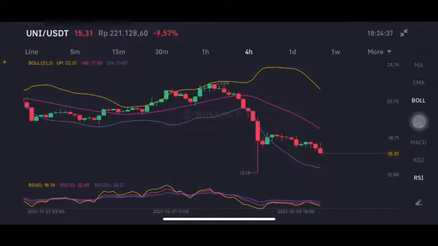Now we're gonna start with the UNI per USDT pair here. This is already in the oversold position. We're gonna go here if there's any correction again. They're gonna go to this one, 13.67. And next one, if they broke that point again, then it will go to 13.18.